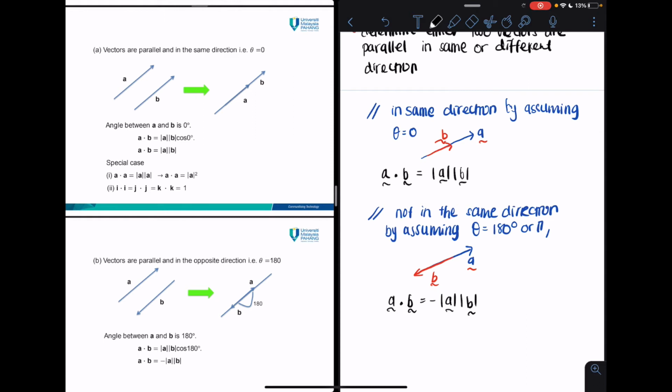Other than that, in order to show that the vectors are parallel but in the different direction, by having that illustration, you can safely assume your angle theta is equal to 180 degrees or pi in radians. Then you put it into the theorem and show that this expression is true: the dot product between vector A and vector B is equal to the negative of the multiplication between the magnitude of vector A and the magnitude of vector B.